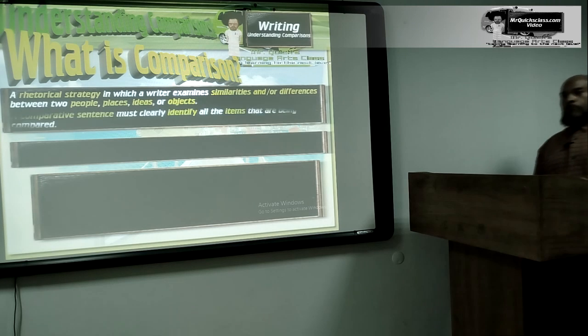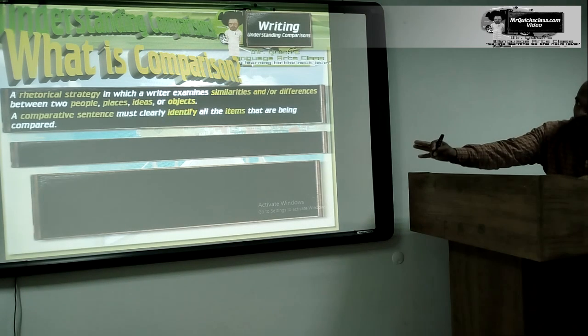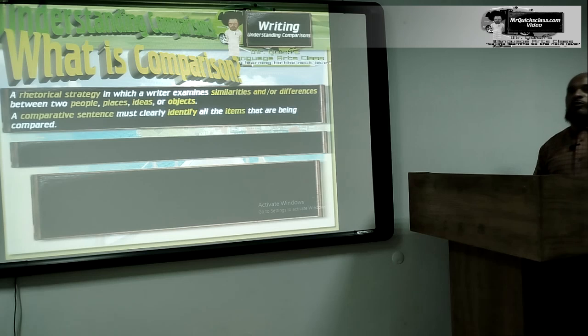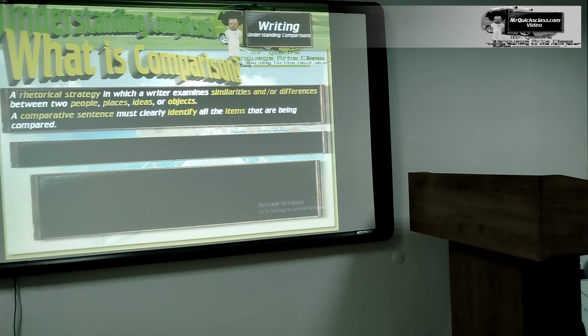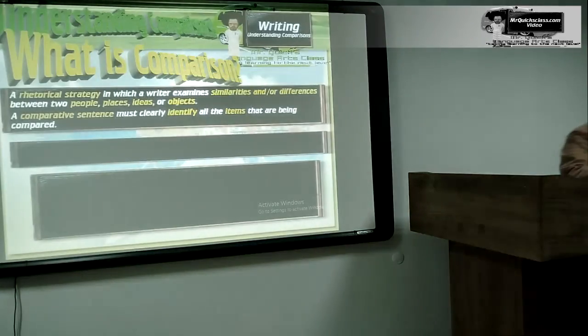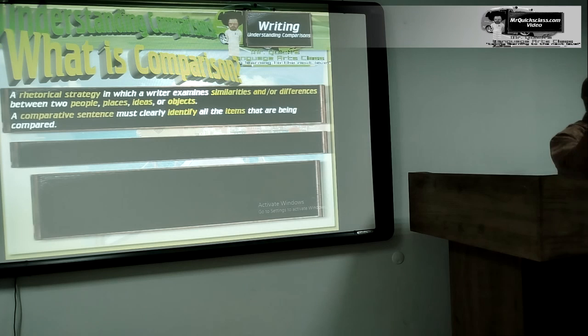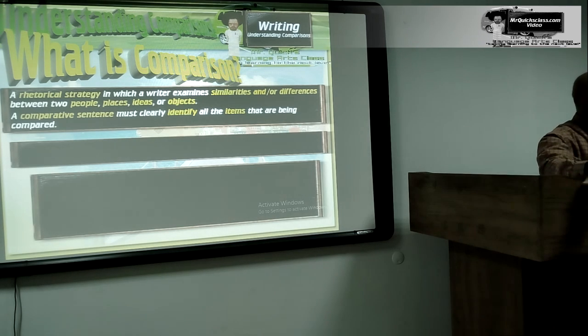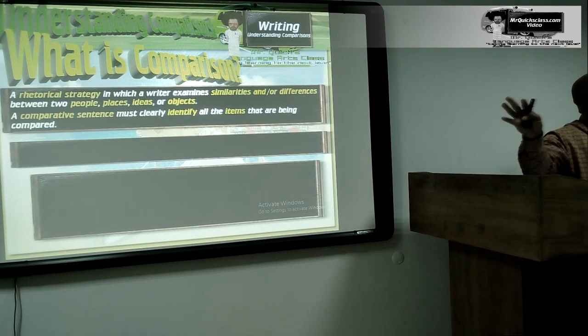Now, a comparative sentence is supposed to clearly, and that's the word, clearly, identify all the items that are being compared. That's what a comparative sentence is supposed to do. When you do a comparison in a sentence, that's what you're supposed to do. Or when an author writes a sentence that compares things, it's supposed to be clear.